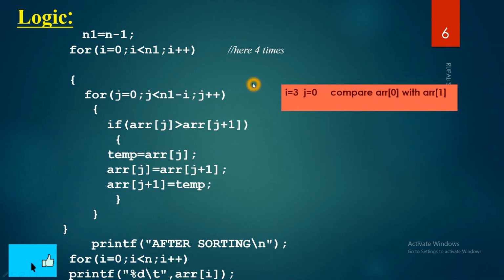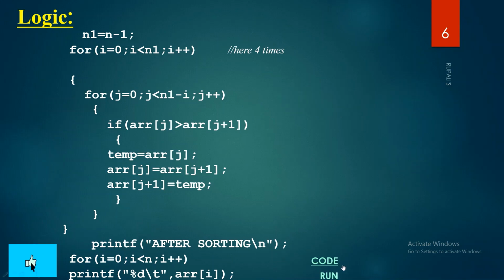And finally, when i equals 3, j equals 0. Why j equals 0? n1 minus i is 3, so 4 minus 3 means 1. Less than 1 means 0. So when i equals 3, j equals 0, and one comparison is required between arr[0] and arr[1]. If arr[0] is greater than arr[1], then you have to swap. Now this is the logic for the bubble sort algorithm.